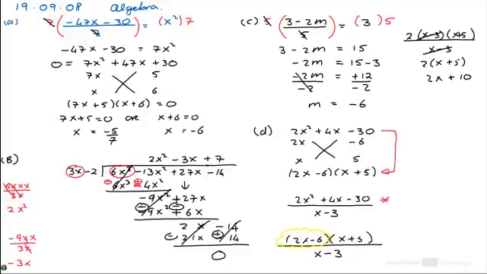Of course, lads, you could use division for that question. You could have set it up, I'll just put it here on the side. You could have said x minus 3 divided into 2x squared plus 4x minus 30 and use the procedure that you've seen in part B.